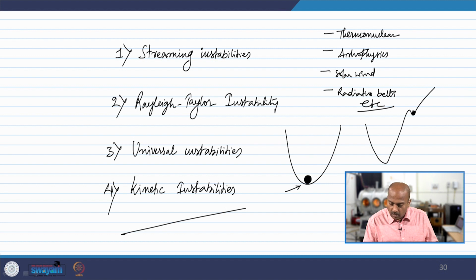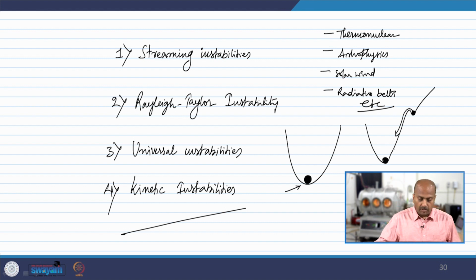So, if this particle is displaced, while the perturbation is getting dampened, it may so happen that it will go here and settle here. Now, this equilibrium state is more stable, and it is called the stable equilibrium, right.